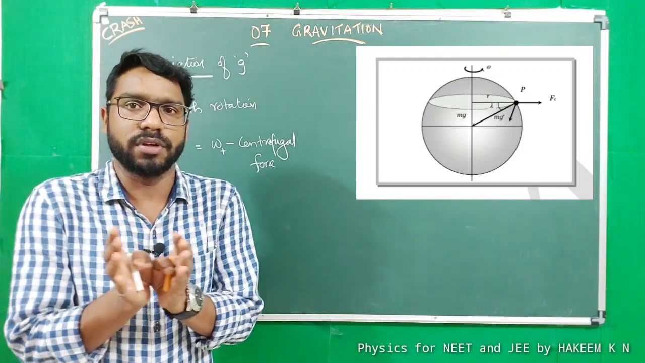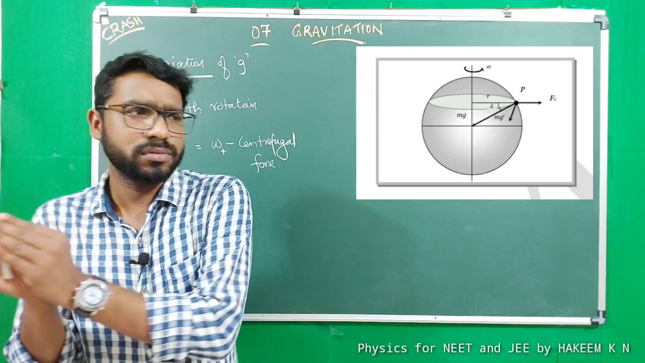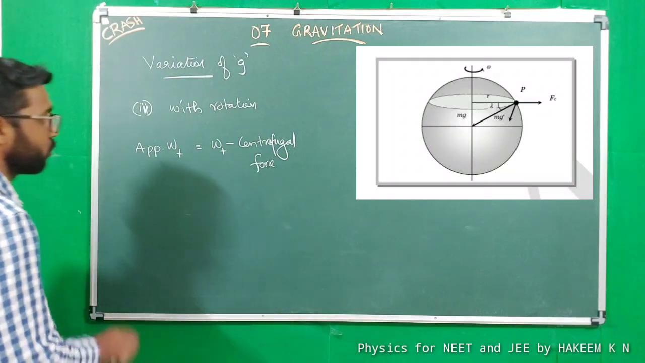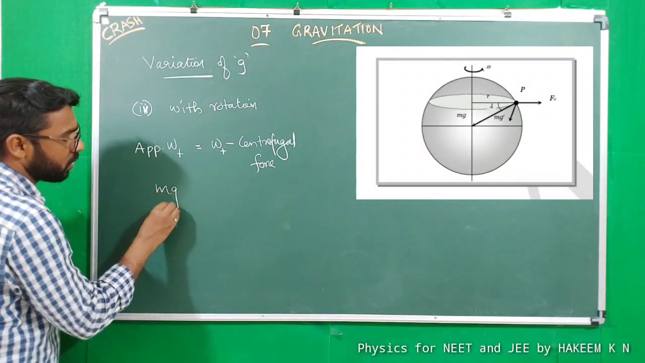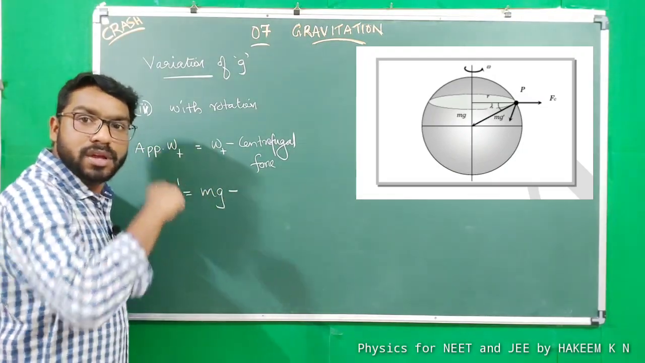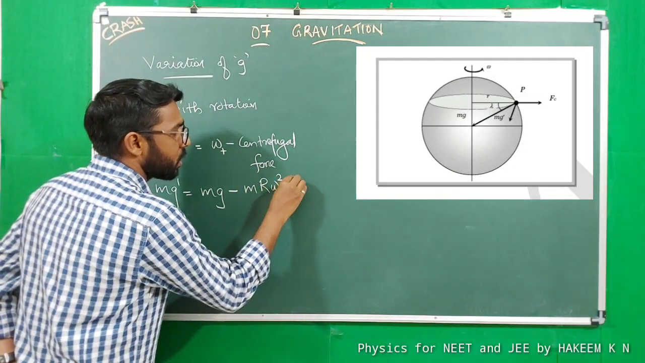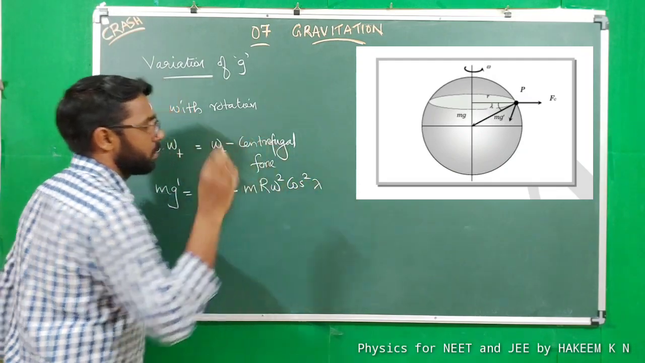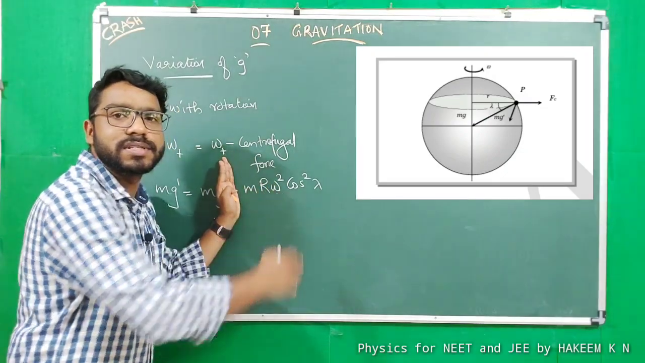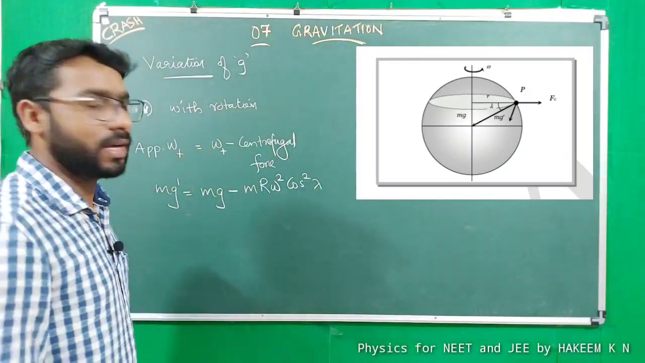With that centrifugal force, every body on Earth's surface tends to move away from the earth. Apparent weight, we can give the equation mg dash, and actual weight is mg. That centrifugal force due to earth's rotation is given by the equation m r omega square cos square lambda. This is the centrifugal force of a body on Earth's surface due to Earth's rotation about its own axis.